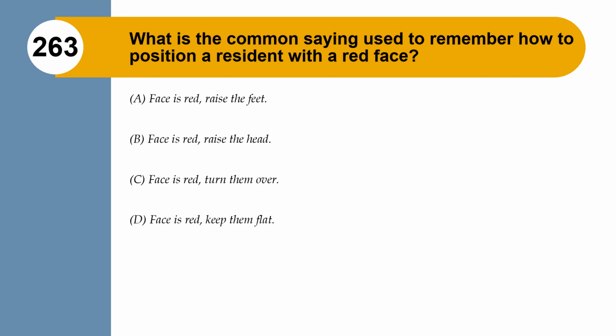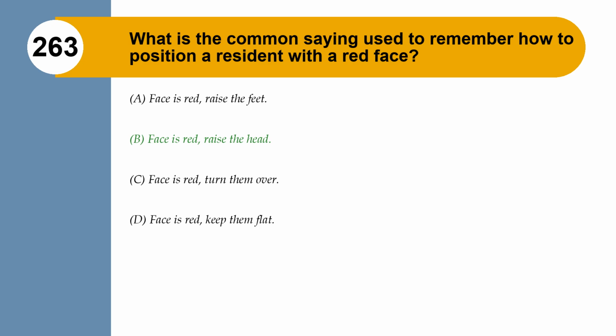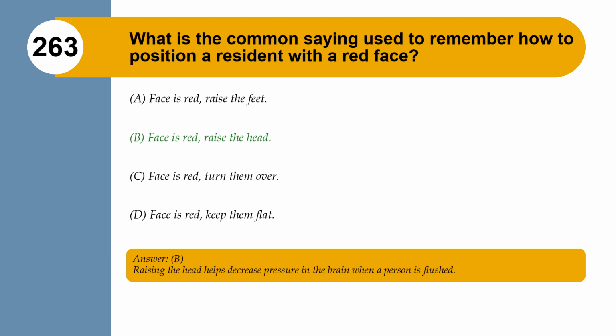Question 263. What is the common saying used to remember how to position a resident with a red face? Option A. Face is red, raise the feet. Option B. Face is red, raise the head. Option C. Face is red, turn them over. Option D. Face is red, keep them flat. The correct answer is option B. Face is red, raise the head. Explanation. Raising the head helps decrease pressure in the brain when a person is flushed.